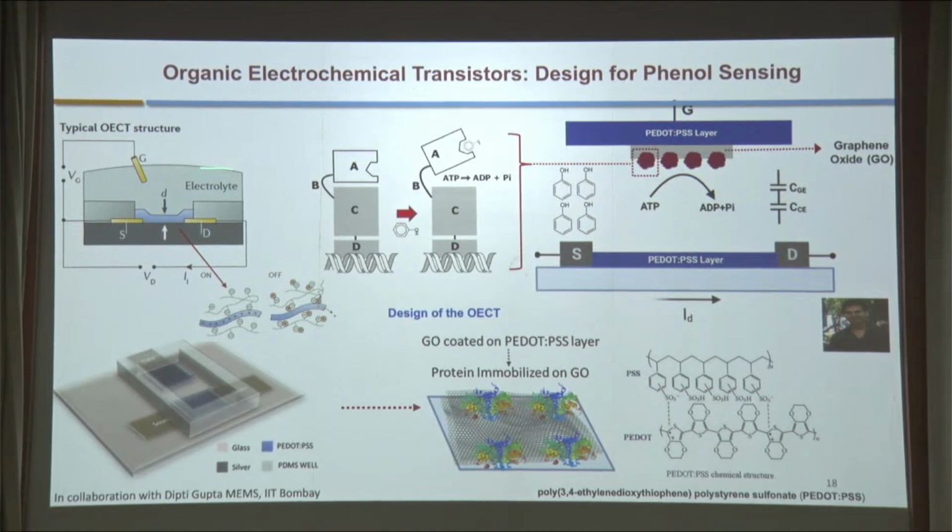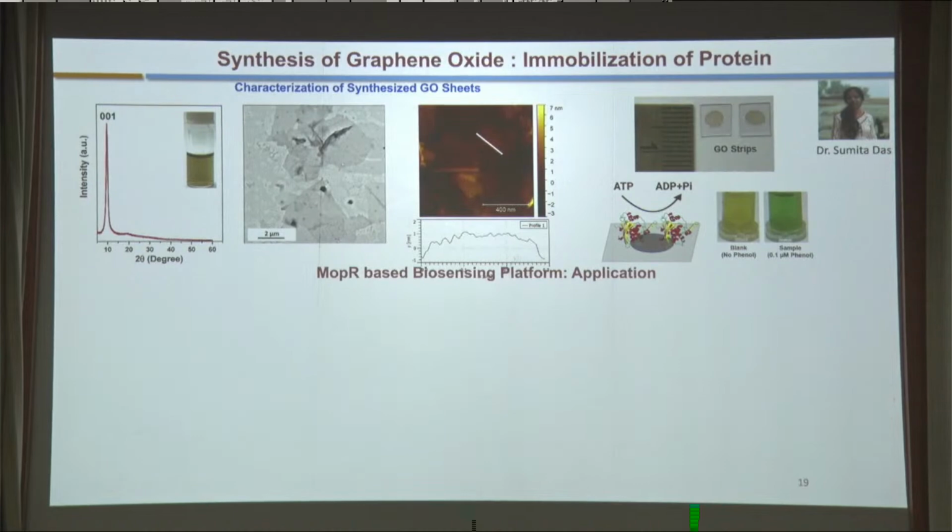This is a gate electrode, coated with graphene oxide and our protein. We did the reaction inside. Every time you do the reaction, phenol binds, ATP is produced, and there's a change in the overall charge. That can be detected using the change in this current, and you can then actually detect it.